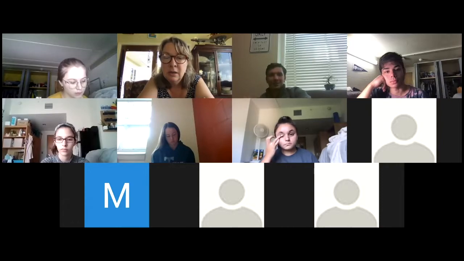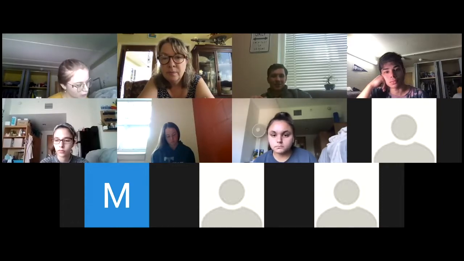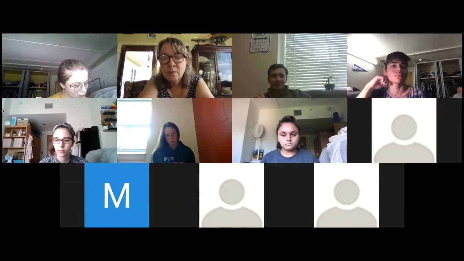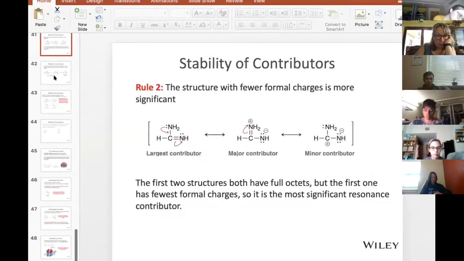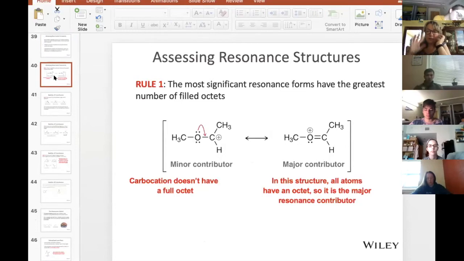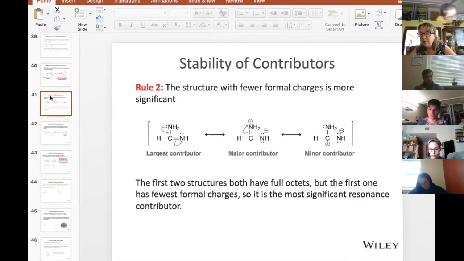One question I had, specific to resonance structures, was how do you determine the major and minor contributors in them? Stability of contributors. So rule 1, the first rule, and you've got to do these in order for sure, is that we have to have octets. The most stable one is going to have everything with octets. When you have a carbocation, that throws that out the window. If you have a carbocation in one structure and the other structure has all filled octets, the other structure is more stable. The second rule is that we want the one with fewer formal charges.